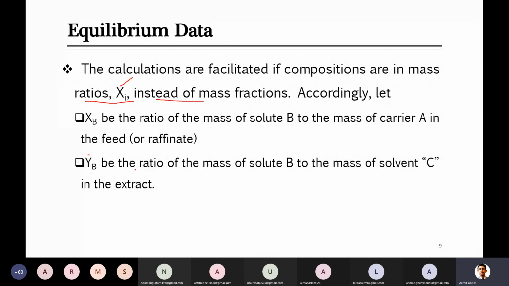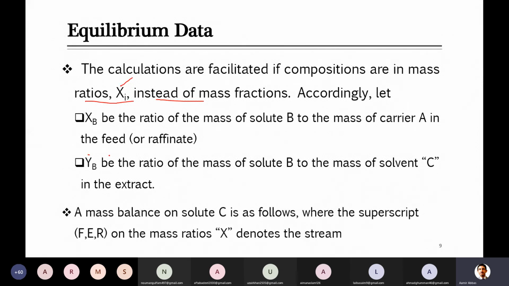YB is actually the ratio of mass of solute B to the mass of solvent C, and in the case we are discussing, it will be only in the case of extract, because B is transferred from the feed towards the solvent C and then becomes part of the extract stream. So that will be represented with YB, but if you just want to remember, you can put an E, extract, at the top.